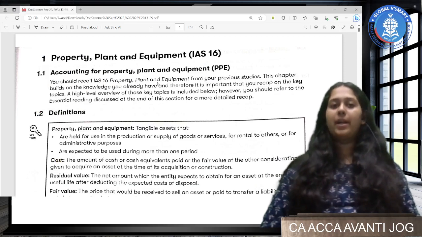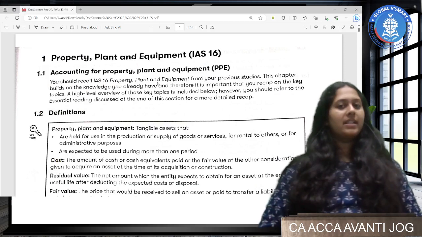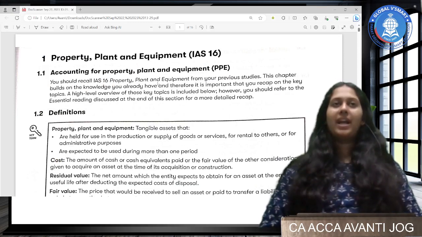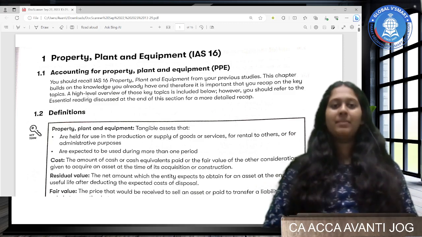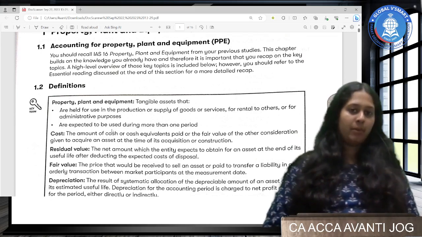Today we are going to go ahead with plant, property and equipment. This is basically all your tangible fixed assets. So we have land, building, plant, machinery, and so on and so forth. First, let's see, who do we call plant, property and equipment?